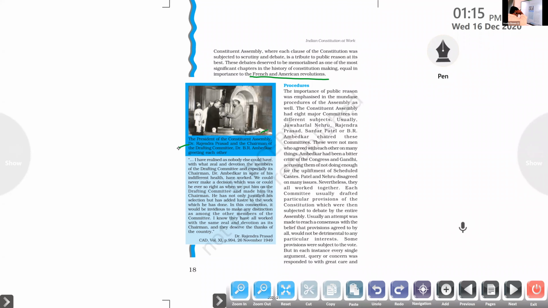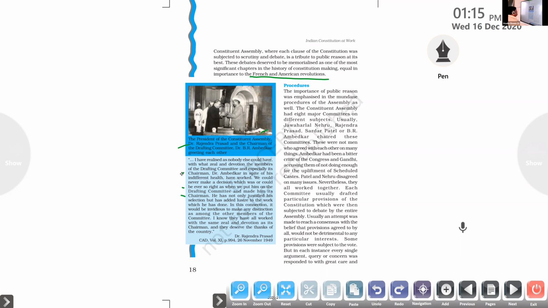Okay. So here Rajendra Prasad wrote, "I have realized as nobody else could have, with that zeal and devotion, the members of the drafting committee and especially its chairman, Dr. B.R. Ambedkar, in spite of his indifferent health, have worked. We could never make a decision which was or could be ever so right as when we put him on the drafting committee and made him its chairman." So Rajendra Prasad is commenting that Dr. B.R. Ambedkar, along with his group members, did fantastic work.